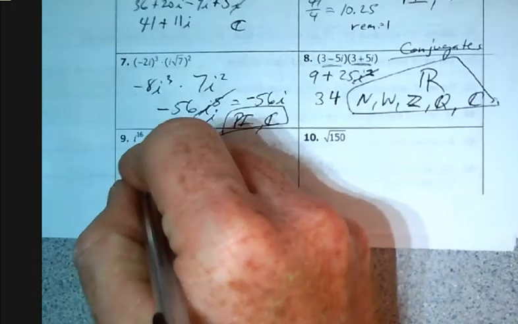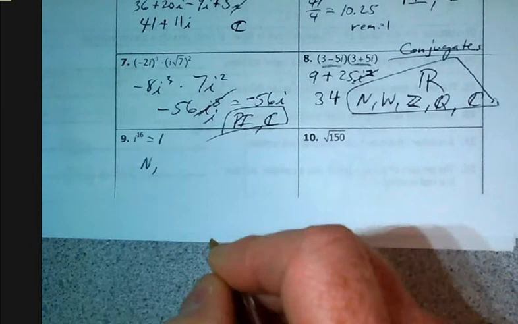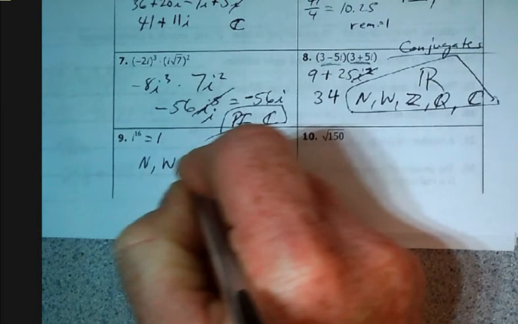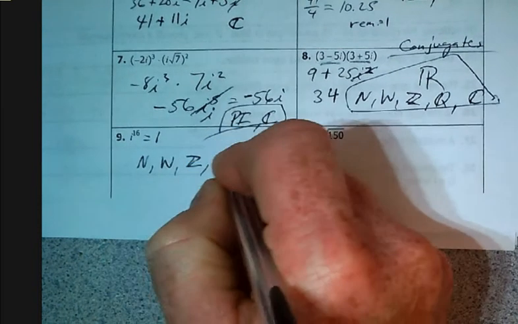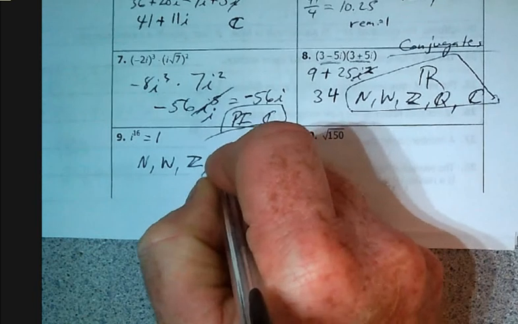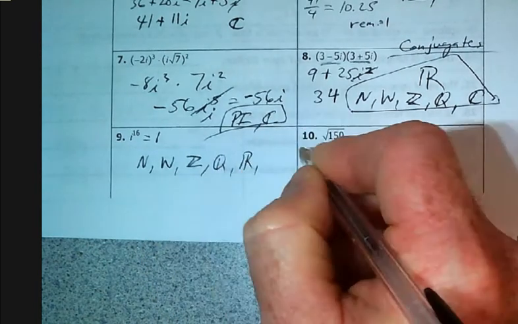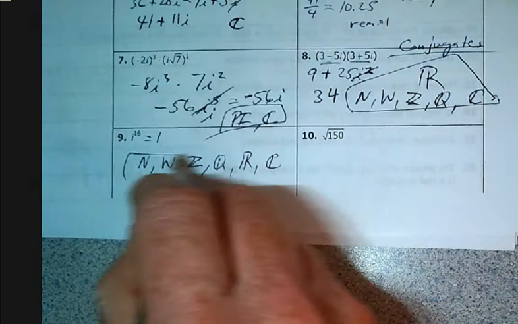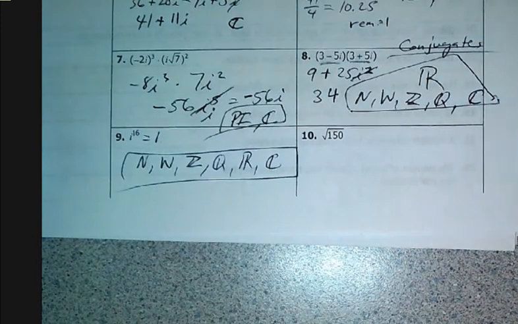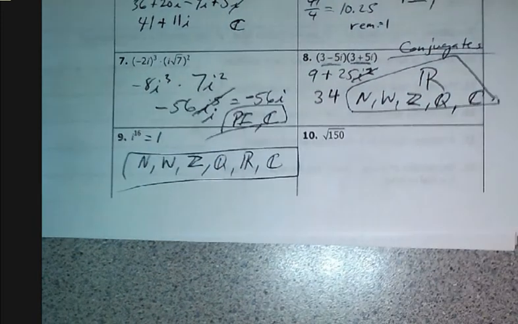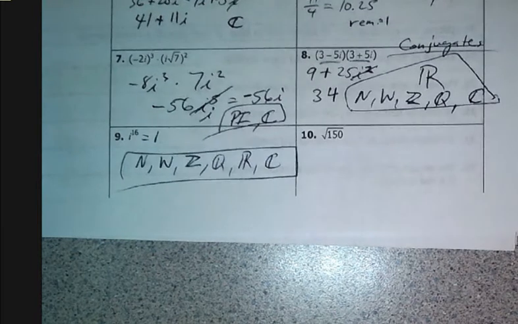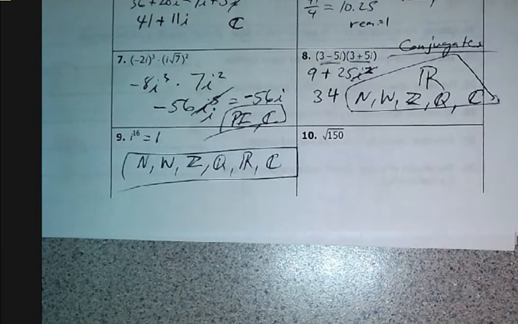So what is that? Natural. Start at the bottom. Natural, whole, integer, rational, real, complex. If it's natural, it's everything above it. If it's whole, it's everything above it. If it's an integer, it's everything above it. If it's a rational, it's everything above it. If it's complex, it's only complex, because there's nothing above it.